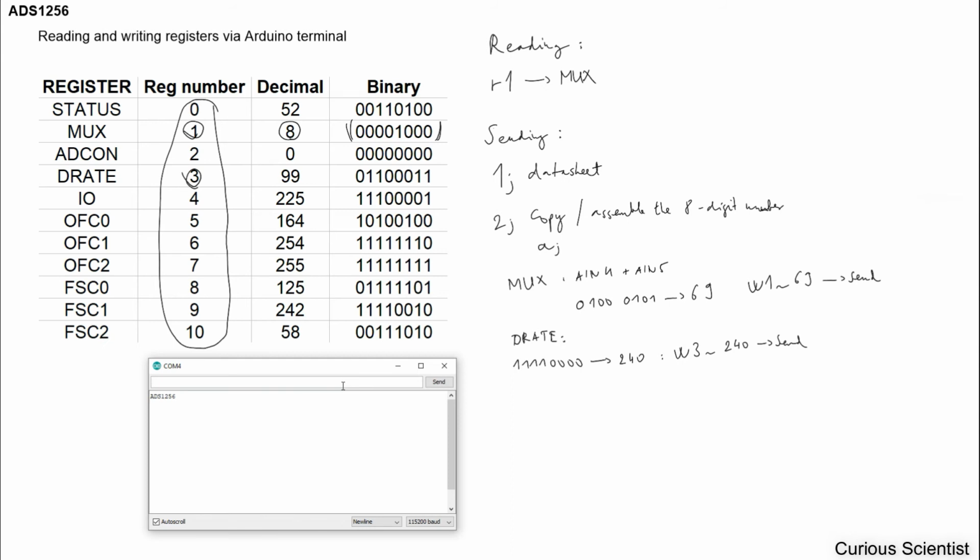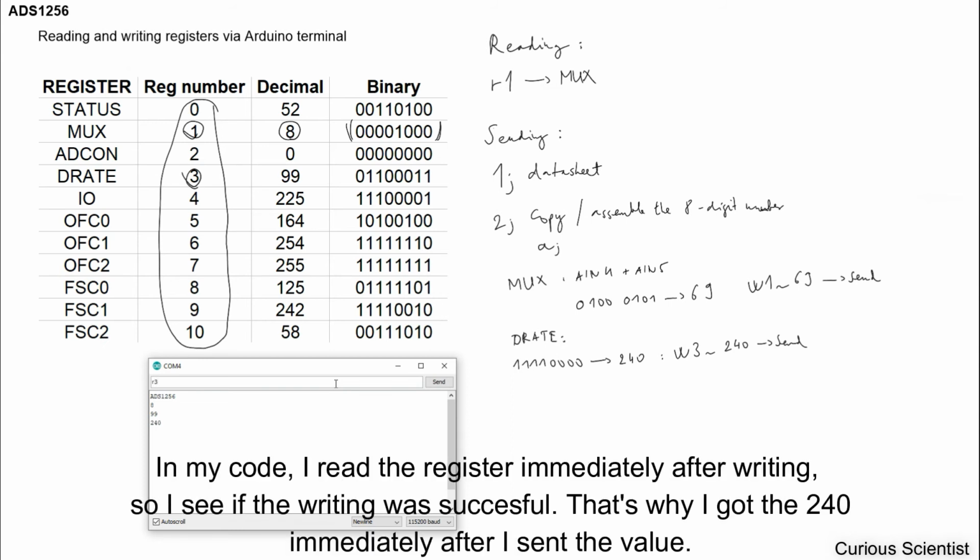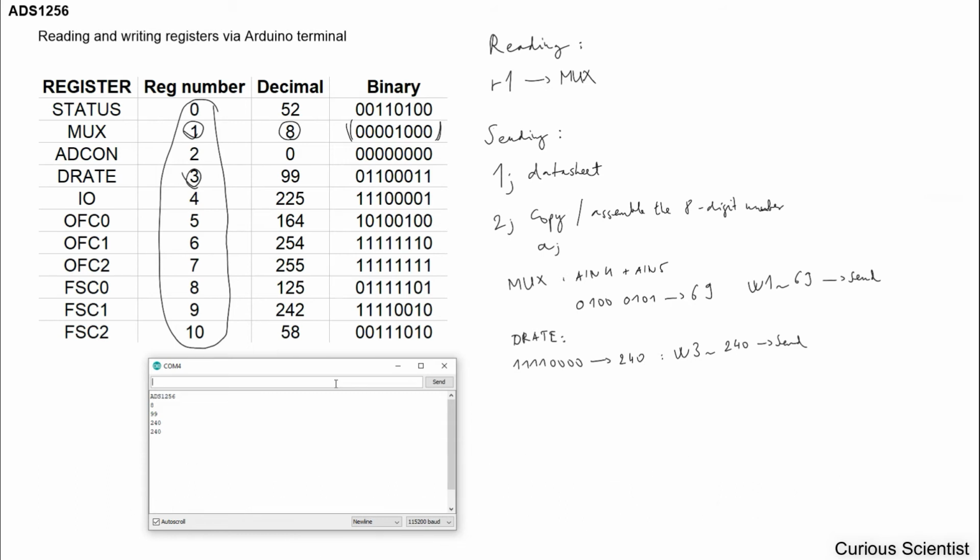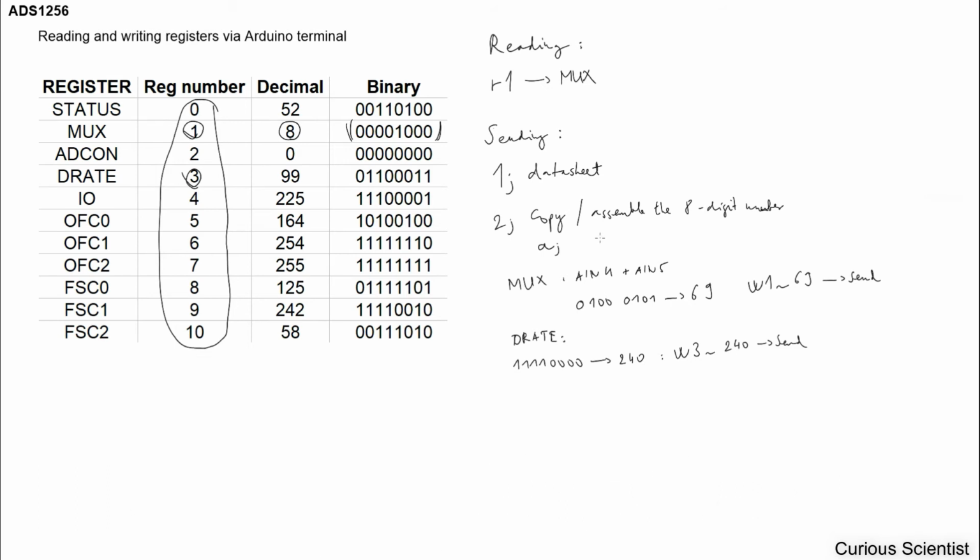So here is our terminal. First let's read the first register, the multiplexer, so R1, and I got the 8. And then let's read register number 3, and this is 99. So you can see that this is the same as the table. And if I want to write it, I write it and I get it back. So R3, we read it again, and we have 240. So this was the reading and writing part.